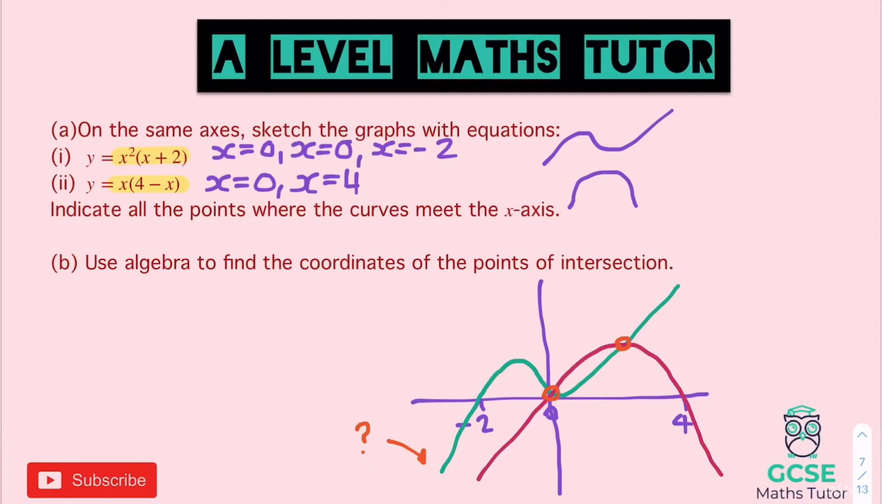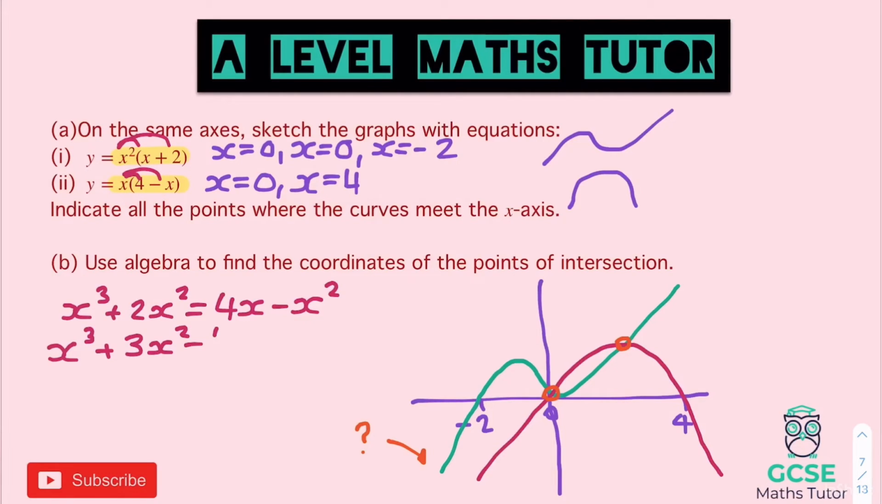So if we go about actually figuring this one out, we just need to set these equal to each other, and again I'm going to expand those brackets before I set them equal to each other. So x squared times the x gives us our x cubed, x squared times the 2 gives us 2x squared, and that's going to equal 4x minus x squared, again just expanding this little bracket here. Now moving it all to the left hand side again, we get x cubed, and then 2x squared add an x squared gives us 3x squared, and then minus the 4x, and that all equals 0.